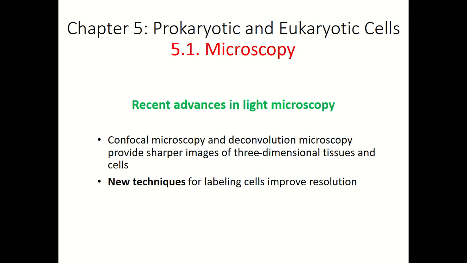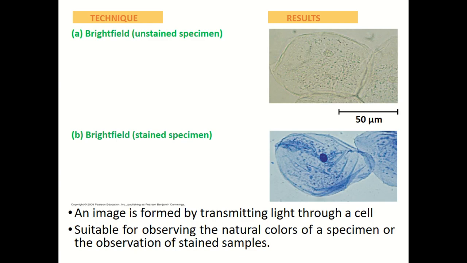Therefore, recent advances in light microscopy are used to improve the resolution of labeled cells. Such as confocal microscopy and also deconvolution microscopy will provide a sharper image of 3D tissues and also the cells. So let's look at the new techniques that have been used in light microscopy.